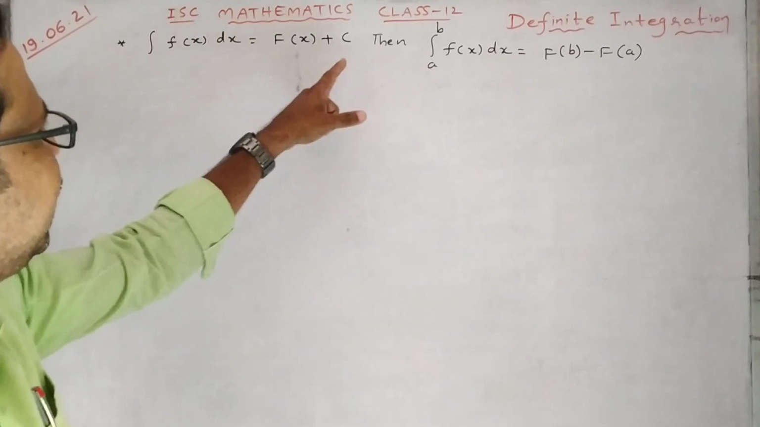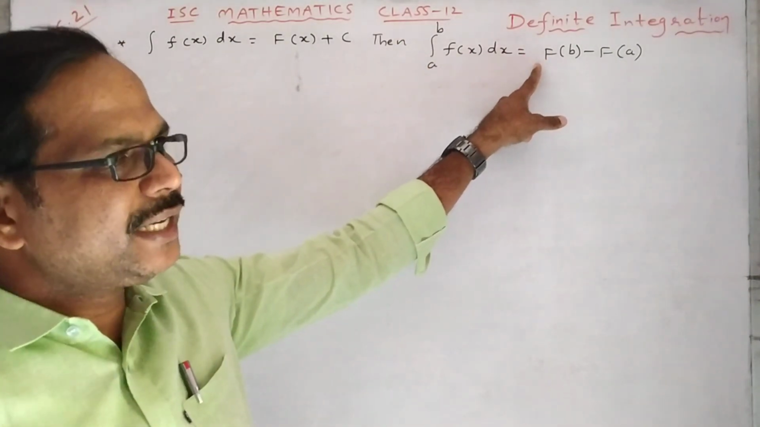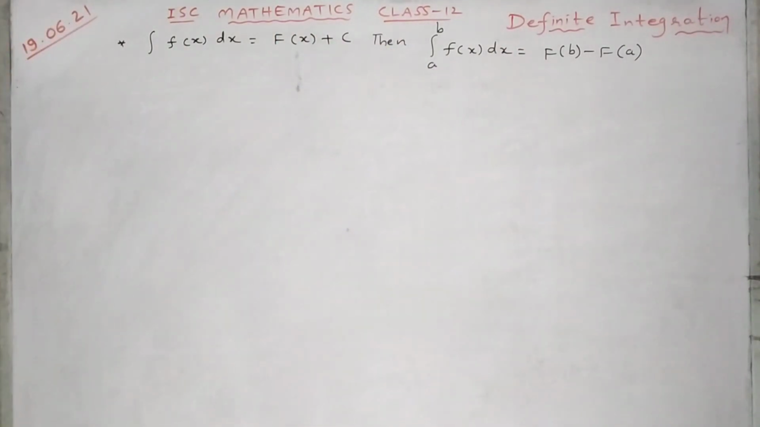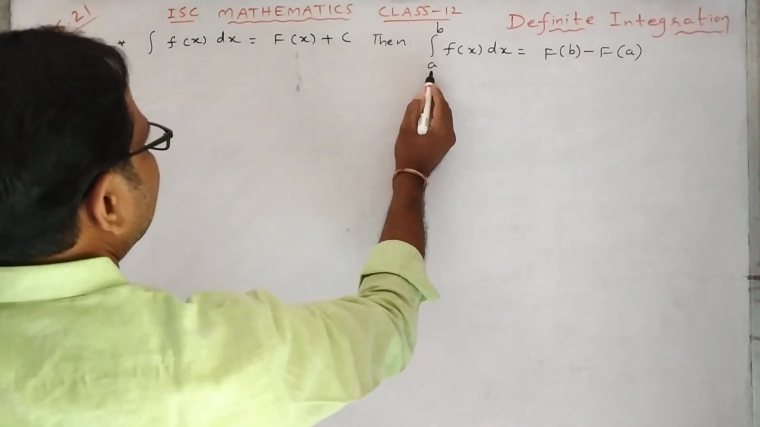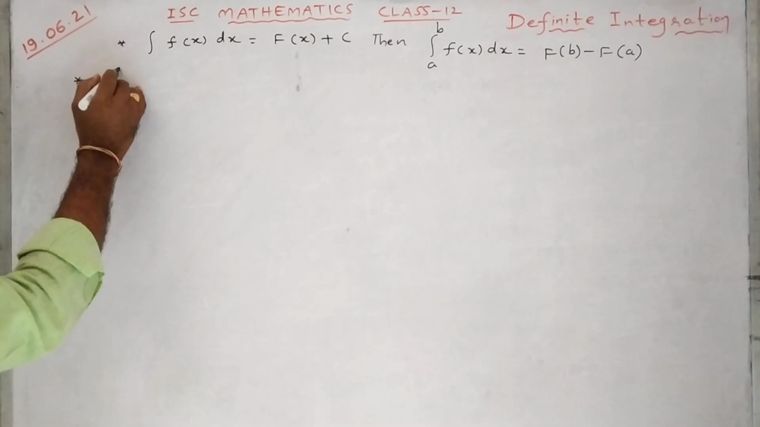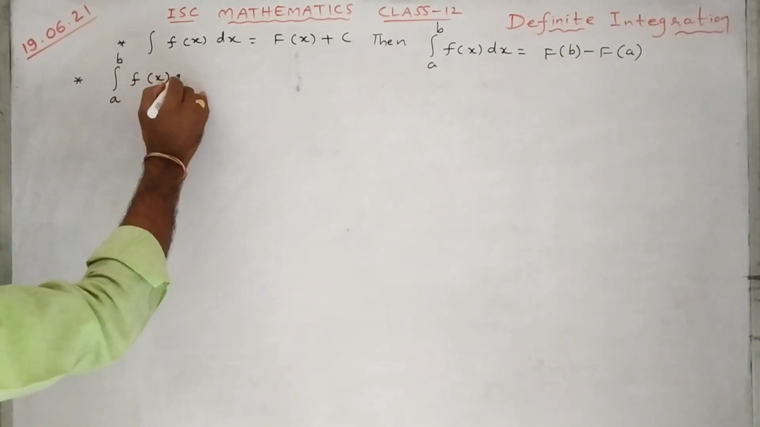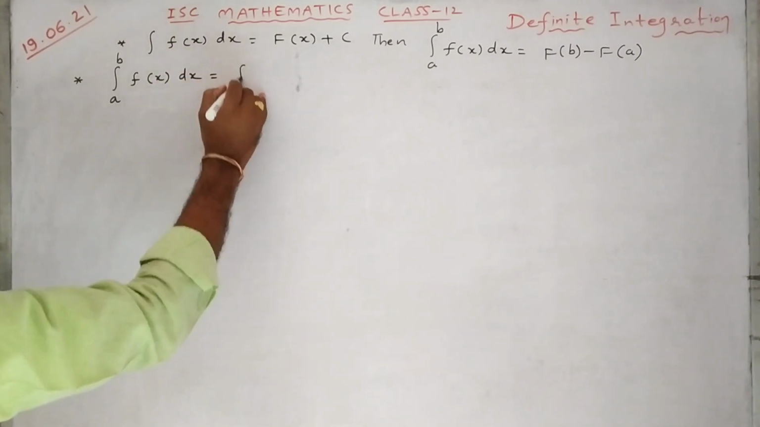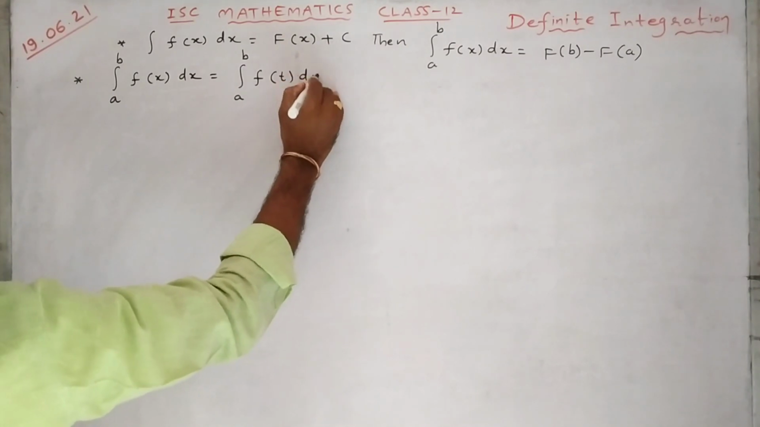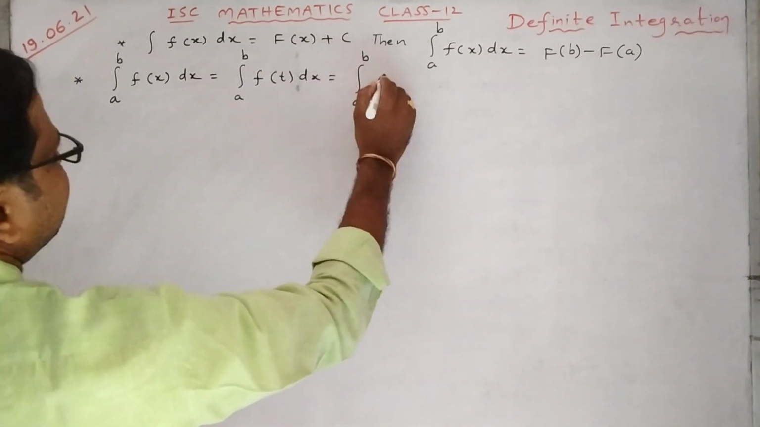In indefinite integration we have a constant, but in definite integration we will be getting a fixed value. That is why there is no constant here. So a is called the lower limit and b is called the upper limit. Here definite integration is independent of variable. That means you can have any variable, but it depends only on the limits of integration.